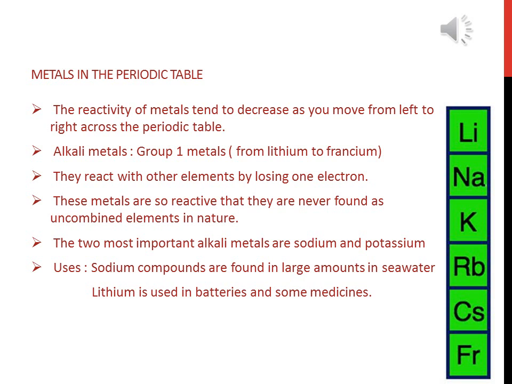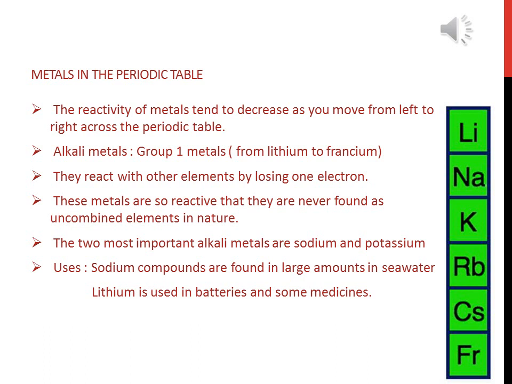What are some properties of alkali metals? First, they react with other elements by losing one electron. Also, these metals are so reactive that they are never found as uncombined elements in nature. The two most important alkali metals are sodium and potassium.